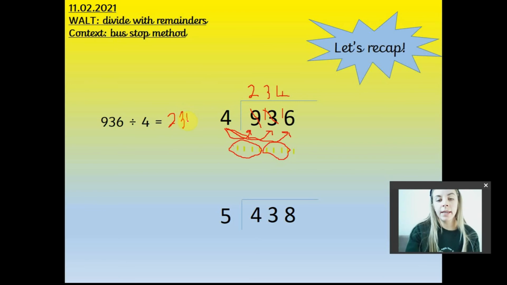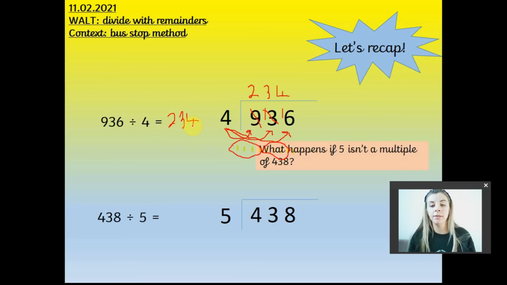Now, with the questions we've been working out so far, we've been lucky because they've all ended up being multiples of that number. So what happens if it isn't a multiple? If I look at this number sentence here, 438 divided by 5, I know that 8 isn't a multiple of 5. Obviously anything that ends in 0 or 5 is a multiple of 5. So we need to have a think about what we do here.